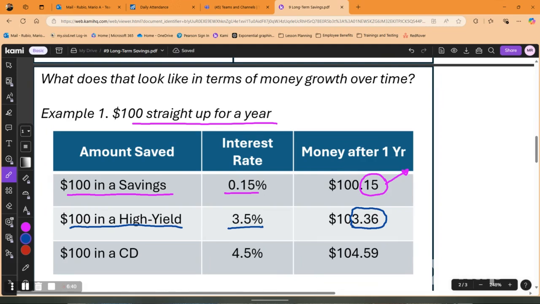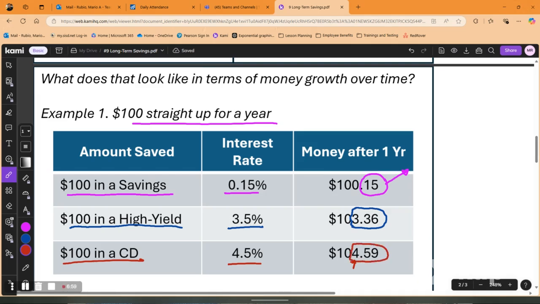So for every $100 that you have in there for a year, you're going to earn about $3. Now let's look at one with a little bit higher interest rate at 4.5%. This is a certificate of deposit. If you put $100 in at 4.5%, at the end of the year, you'd have $4, almost $5.